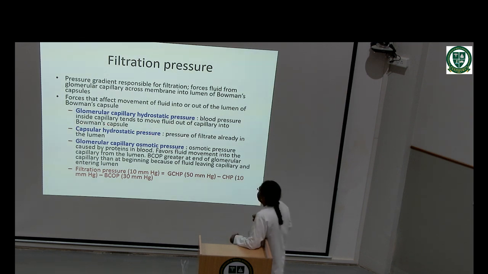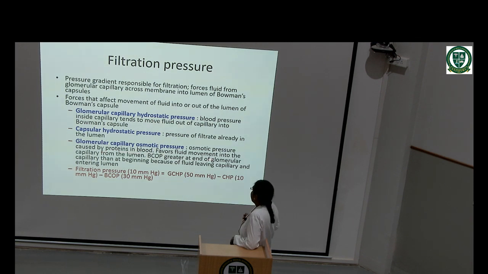It is the pressure of a filtrate already in the lumen, that is capsular hydrostatic pressure. Third one is glomerular capillary osmotic pressure, also called Bowman's capsule osmotic pressure, that is BCOP. GCOP or BCOP is the same. Osmotic pressure caused by proteins in the blood favors fluid movement into the capillary from the lumen.